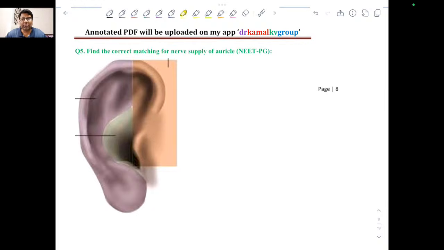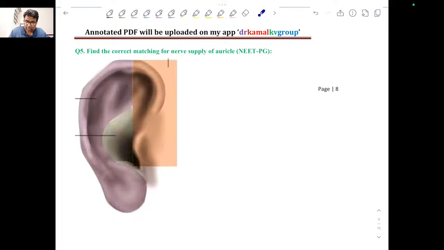Now this is one very favorite question for exam setters, and it has been asked almost in every exam, FMG, NEET-PG, even NICT, and every time they will give you pointers to some area, and then they will ask you, okay, what is the nerve which is supplying this particular part of the auricle. So if you see here, the auricle has been divided into 3 colored zones, one with orange color, another with green color, and the third with purple color. So it means there are 3 nerves which are defined, which are supplying different areas of the auricle.